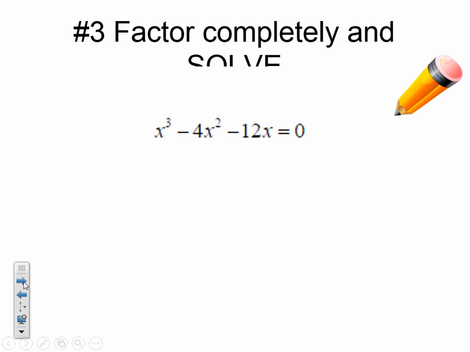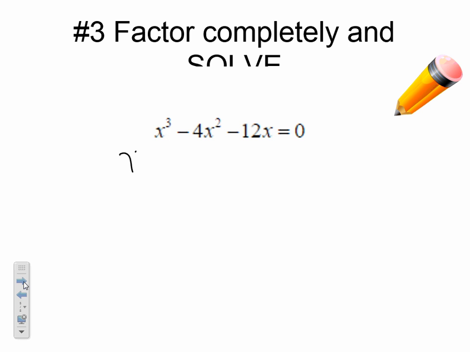Let's try a third one here. We are going to factor completely and solve. X to the third minus 4x squared minus 12x equals 0. So if I look at this, I see it's a trinomial. I'm also noticing that all of those pieces have x's here.